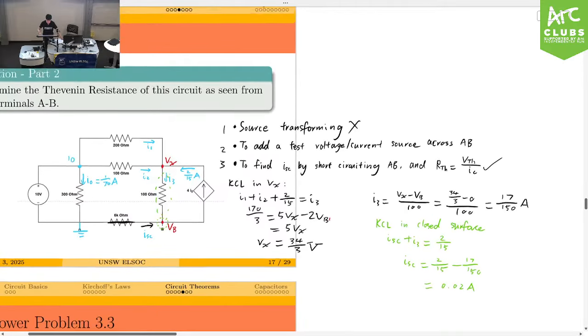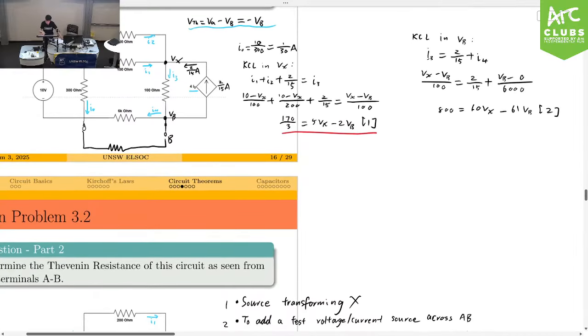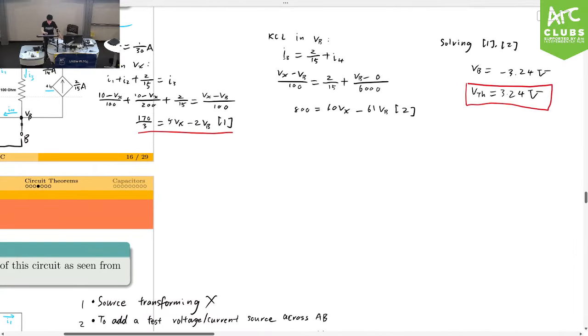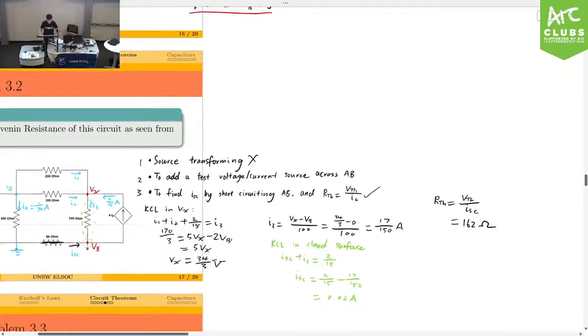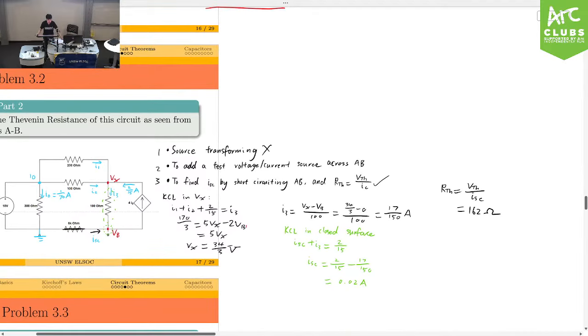So now we have ISC, and we also have VTH from here. We can now calculate the Thevenin resistance via RTH equals VTH on ISC. If we chuck it in the calculator, we should get 162 ohms. And that's how we can find RTH. So any questions regarding this question? Because finding resistance, I personally think, is harder than finding VTH. So all good? Yes, sir.